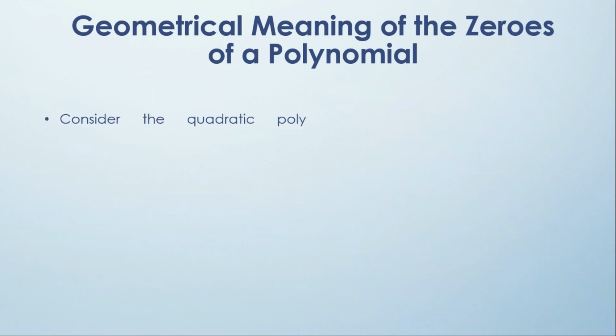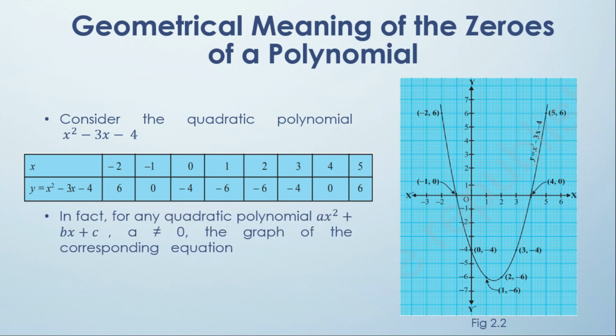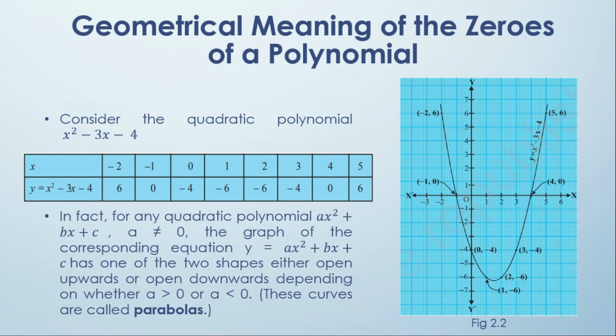Now, let us consider a quadratic polynomial x square minus 3x minus 4. Let us see what the graph of y equals x square minus 3x minus 4 looks like. In fact, for any quadratic polynomial ax square plus bx plus c where a is not equal to 0, the graph of the corresponding equation y is equal to ax square plus bx plus c has one of two shapes, either open upwards or open downwards, depending on whether a is greater than 0 or a is less than 0. These curves are called parabolas.